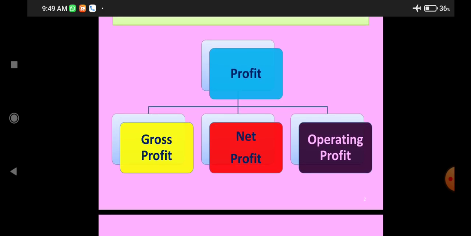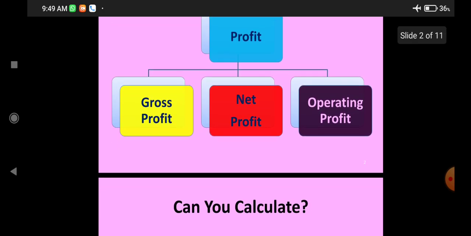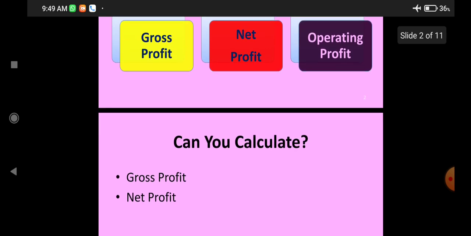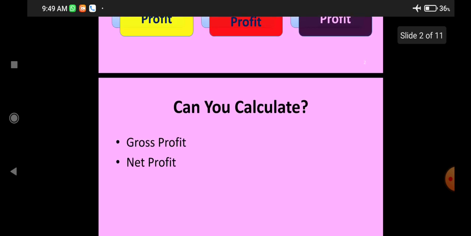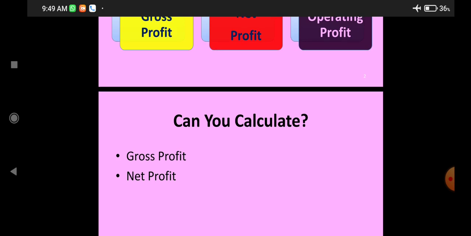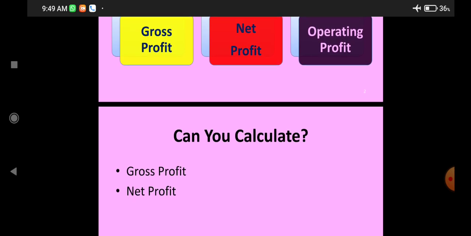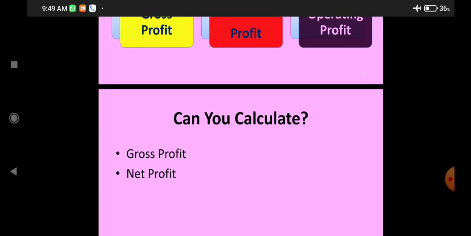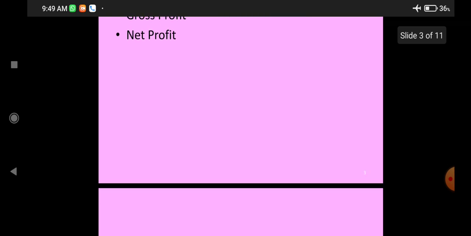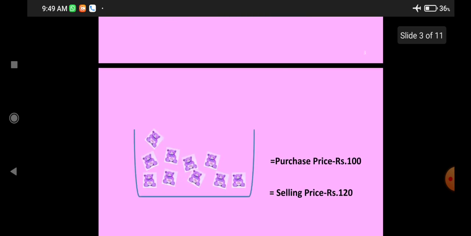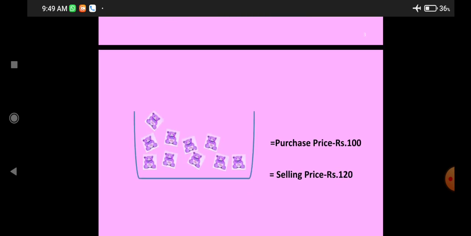Gross profit is calculated from the trading account that we have discussed in our earlier classes, and net profit is calculated from the profit and loss account, and operating profit is calculated from the net profit by deducting or adding the non-operating income or non-operating expenses. So in this way we have to calculate the gross profit as well as the net profit.